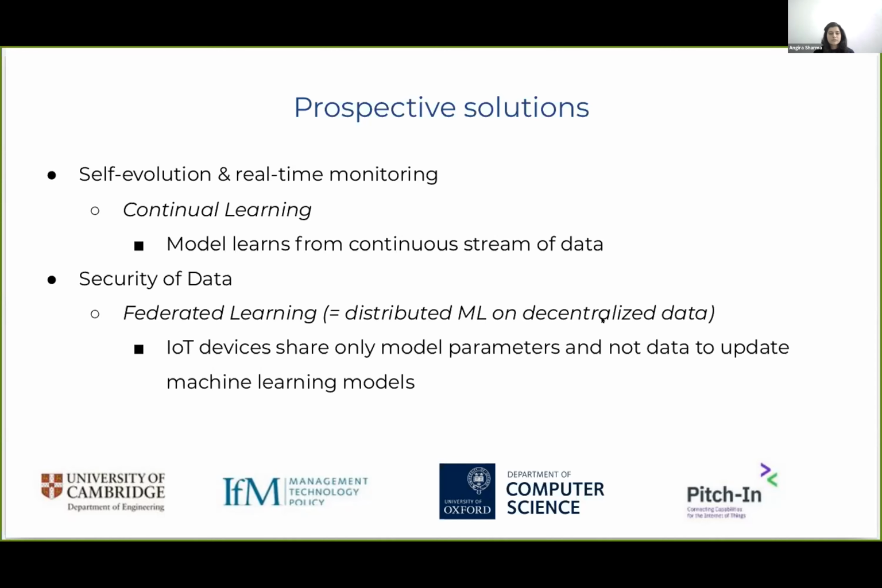And the second solution that we're looking at is for the security of the data, where we are looking at a really new topic called federated learning, which in simple terms is distributed machine learning or decentralized data. The idea is that because we are assuming we have IoT devices, because that's what a digital twin is supposed to be, we share only the model parameters, but not the data. In this way, the industrial partners don't have to share the data and compromise their privacy. So that's what we're looking at right now.